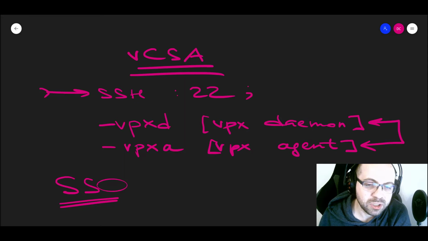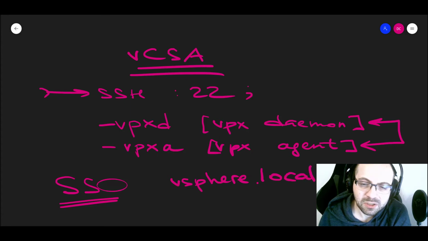So by default, you would have vsphere.local as a domain, which is a part of a standard vCenter installation. But you could also add your own domain from your organization, which would also use single sign-on for connection.